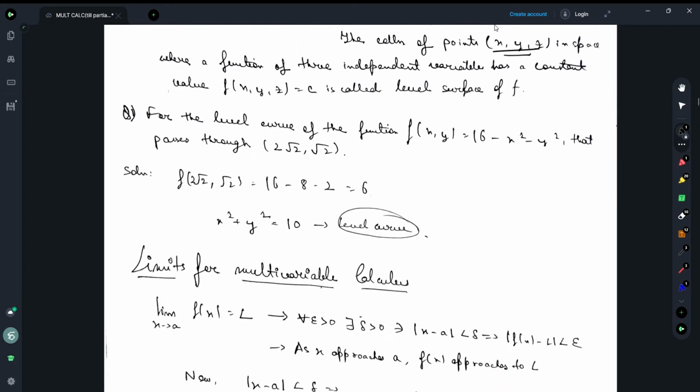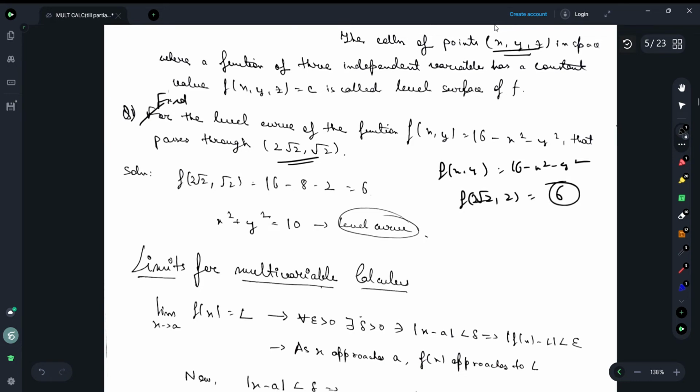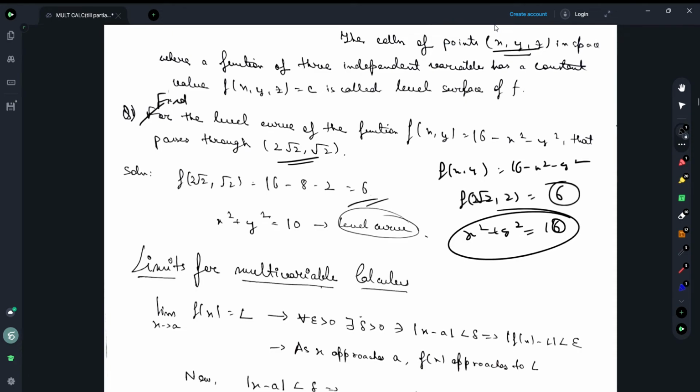You are asked to find the level curve of the function f x y equals 16 minus x square minus y square that passes through this point. So you are given the function f x y equals 16 minus x square minus y square. If you put the point 2 root 2 and 2 in the function, you get 6. Putting the value 6 here, you get x square plus y square equals 10. So this gives you the level curve of the function. Is it clear? Very simple.